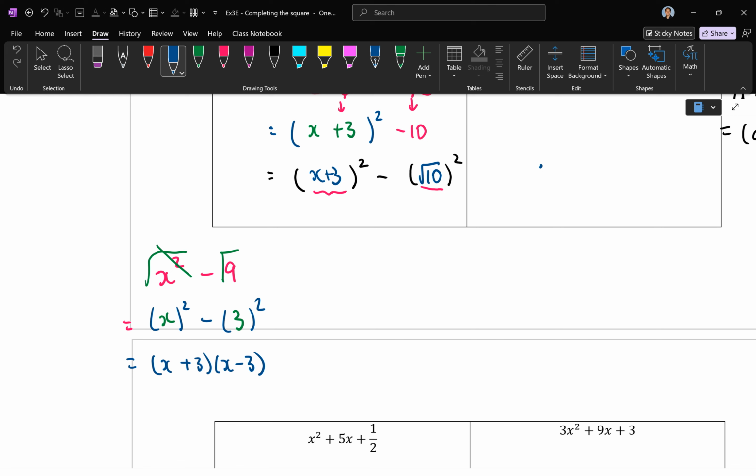Yeah, same idea. Square root of that gives me x plus 3. Square root of that, well, I don't know. Leave it as root 10. Now that you've got this form, let's write out the brackets. Here's my DOPS. Bracket, bracket, bracket. This is my a. So it becomes x plus 3 plus root 10. And then here's my a again. x plus 3 minus root 10.